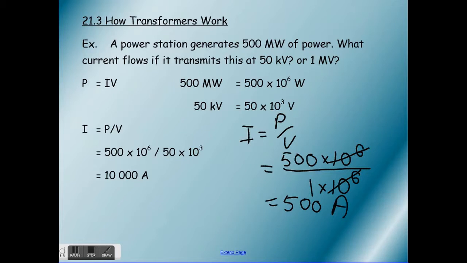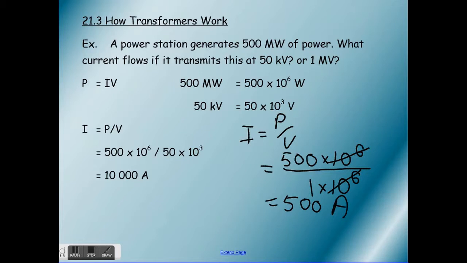So you notice how much bigger of a difference in amperes from here to here. 10,000 amps versus 500 amps. What's better? Well, 500 amps, because if you're transmitting this power from a power station to your homes, at 500 amps there's less loss of energy. Remember, we talked about if you have a higher current, then the wires get hotter and you lose energy through heat.